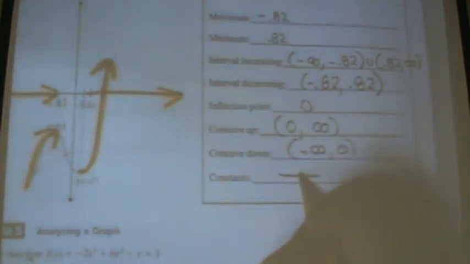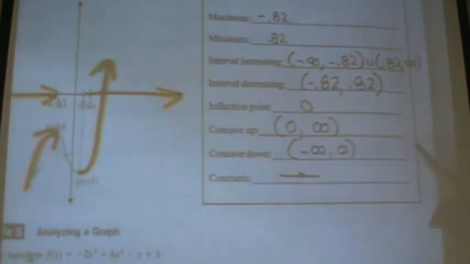And where are the constants? There are none. So how do you do concave up? I get it that it's two parabolas. Here's the inflection point. So this is concave down. It's from negative infinity to this inflection point, which is 0, even though my graph doesn't look like it's right in the middle. And then from 0 to positive infinity, it's concave up.